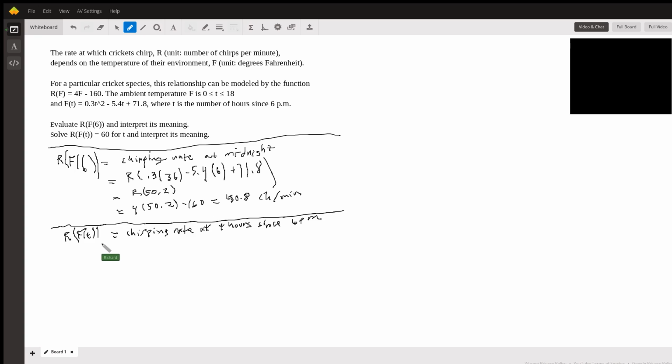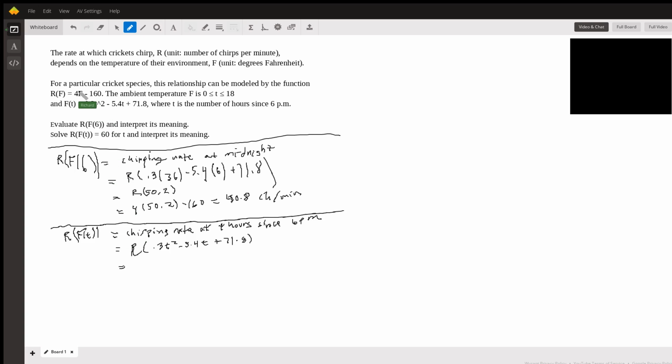Okay, so this is evaluated much the same way. It's going to be R of 0.3 t squared minus 5.4 t plus 71.8.